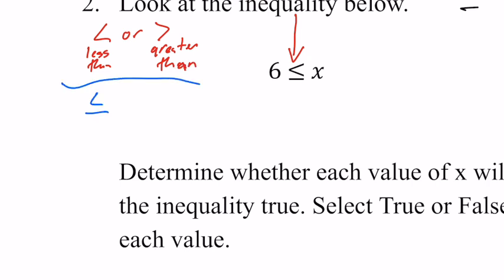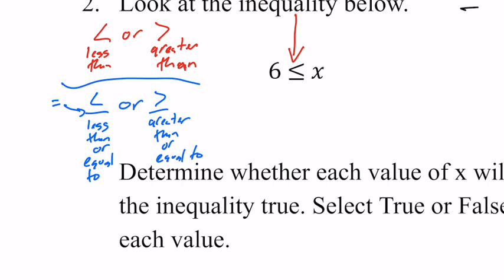If it has a line underneath, it's basically the same thing. So it's less than. However, I'm going to have "or equal to." So the little line means equals. Okay? So then this one is greater than or equal to. So what's another way to read this?